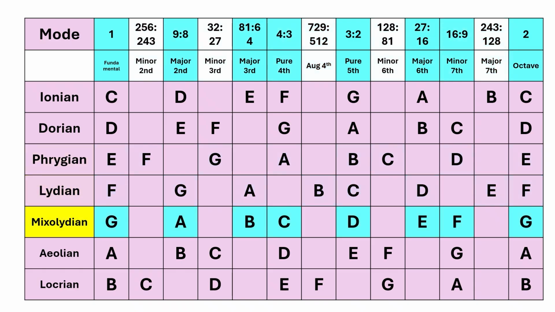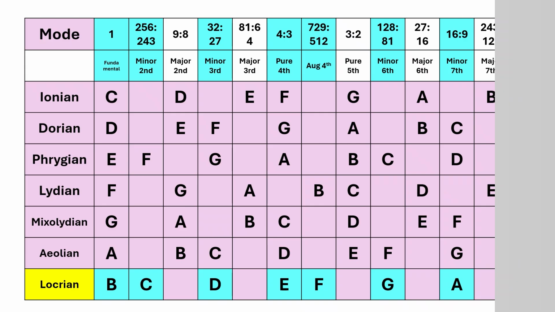The Mixolydian mode makes use of the major and pure intervals, along with the minor seventh to produce the note F. The Aeolian mode, which is also the relative natural minor scale of C major, unsurprisingly makes use of the minor third, minor sixth and minor seventh intervals to produce the notes C, F and G. The final mode, called the Locrian mode, makes use of the minor second and augmented fourth intervals to produce the notes C and F. Do you think Pythagoras knew about the failings of his system?